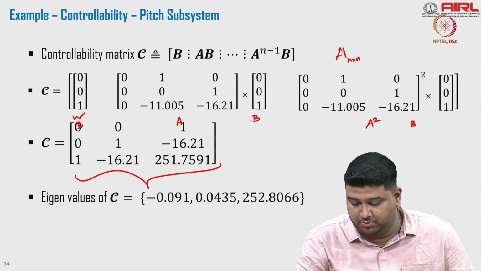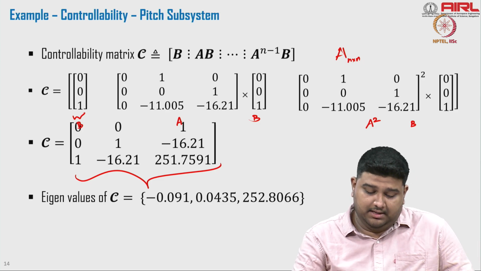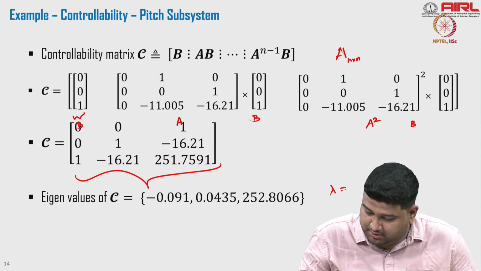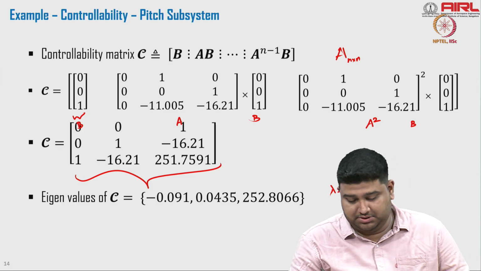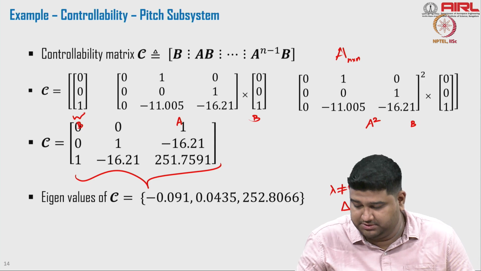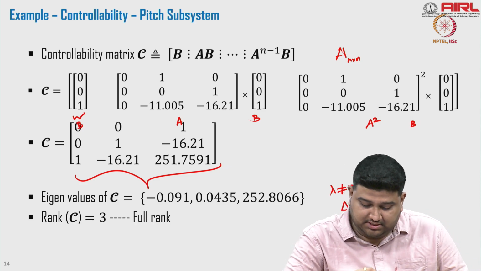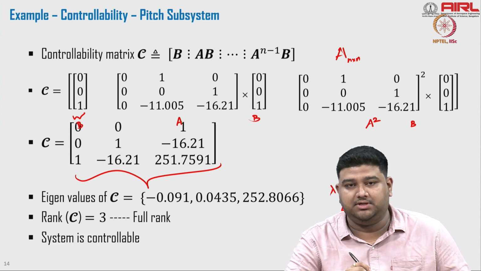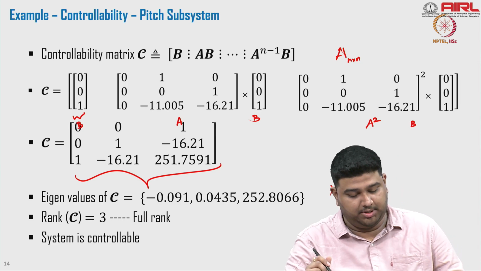If we find the eigenvalues, we get minus 0.091, 0.0435 and 252.8066. And note that there are no eigenvalues which are equal to 0. All eigenvalues are not equal to 0, which means that the determinant, which is just the product of the eigenvalues, is also not equal to 0, which means the rank of the matrix is 3, which is a full rank matrix, and that in turn means that the system is controllable, because we know that if the controllability matrix is full rank, the system is controllable.